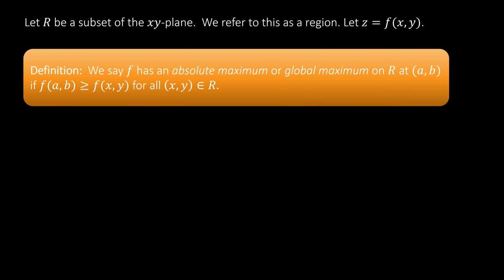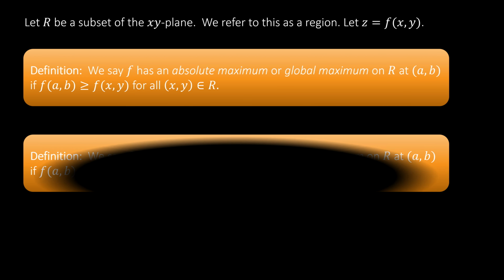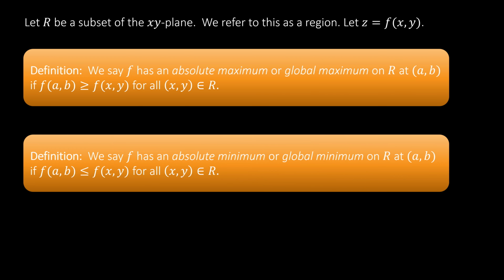And now we say f has an absolute maximum or a global maximum. Both of those terms are popular to use. On R, at some point (a, b), if that's the biggest value f has for all of the (x, y)'s in R. So it's not just close to (a, b), it's for everything in R. And similarly, absolute minimum or global minimum if it's the smallest value for all of the (x, y)'s that are in R.